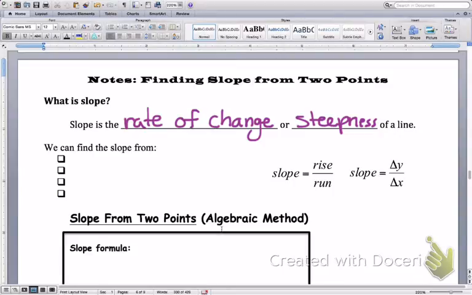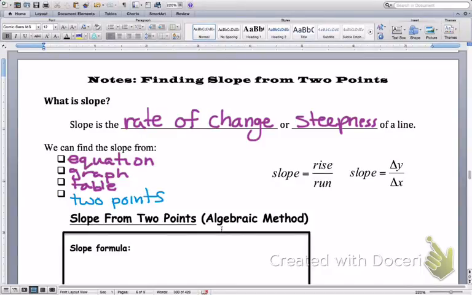And we've gone over multiple ways of finding slope. So we've gone over how to find the slope from just an equation, how to find the slope from the graph, how to find the slope from a table, and today we're going to go over the last one, how to find the slope from 2 points. Again, certain methods work differently depending on what kind of problem you have. You'll pick a different method to figure out what the slope of a line is.